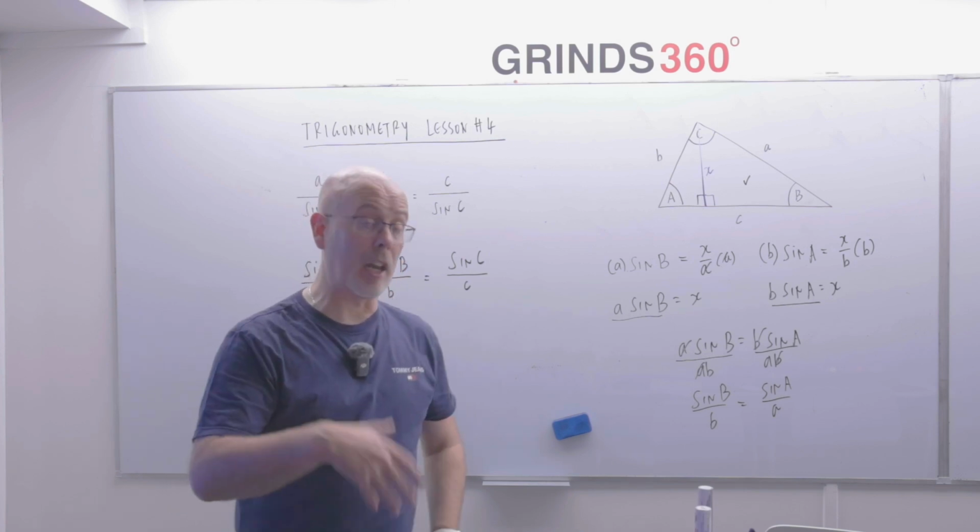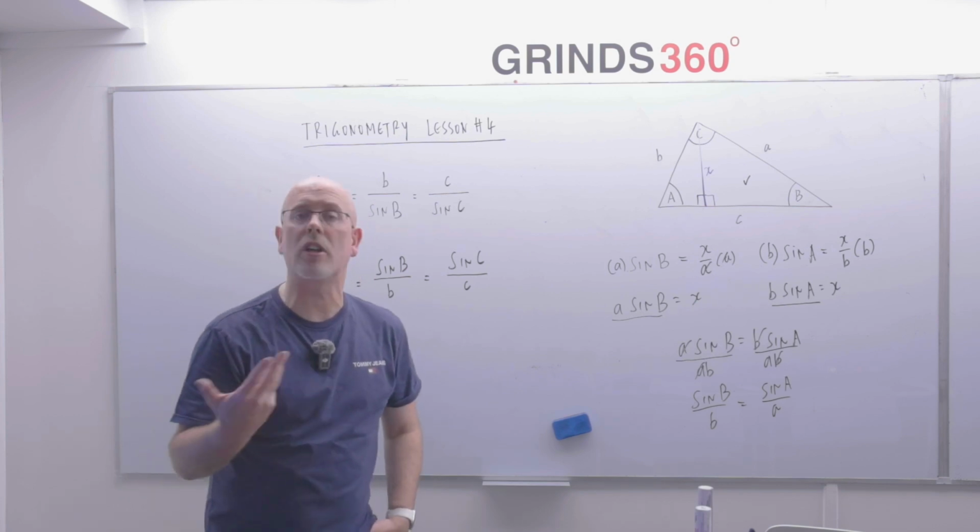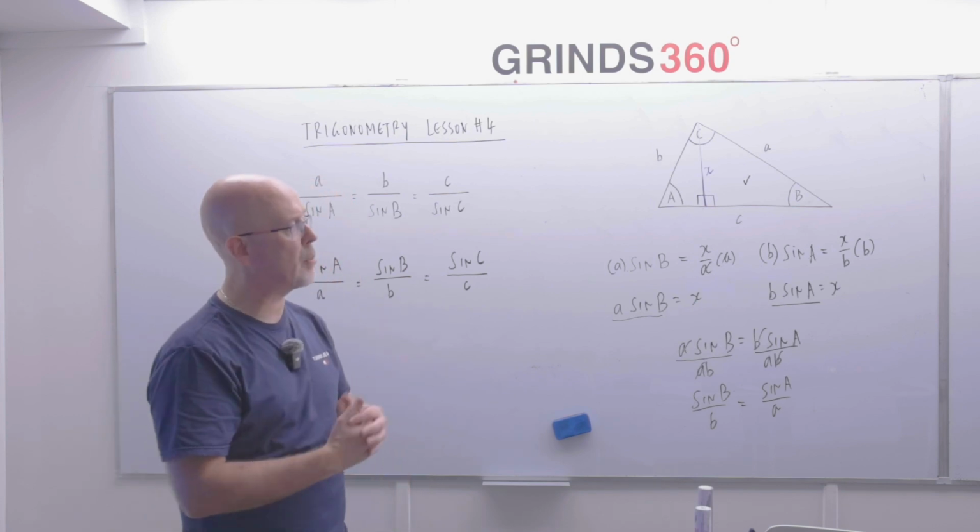If I'm looking for an angle, I'll put the angles on top and it'll just save me a line. If I'm looking for the sides, I put the sides on top, but it couldn't matter less. Okay, so that's essentially what the sine rule is.